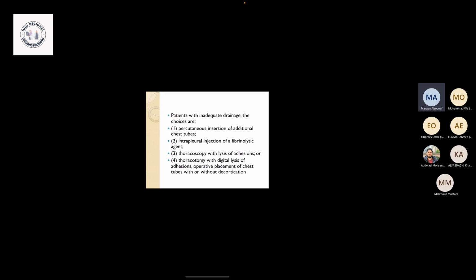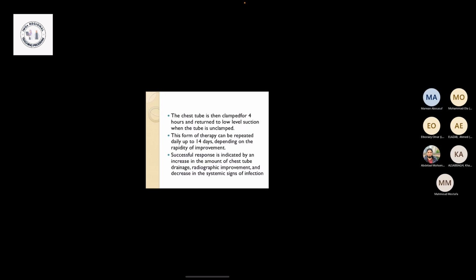Diluted in 50 to 100 ml of normal saline solution, the fibrinolytic can be injected through the chest drain into the pleural space. After injecting, it is clamped. It's different in many guidelines, but in Fishman, it is clamped for 4 hours and returned to low-level suction when the tube is unclamped. This form of therapy can be repeated daily up to 14 days, depending on the rapidity of improvement.